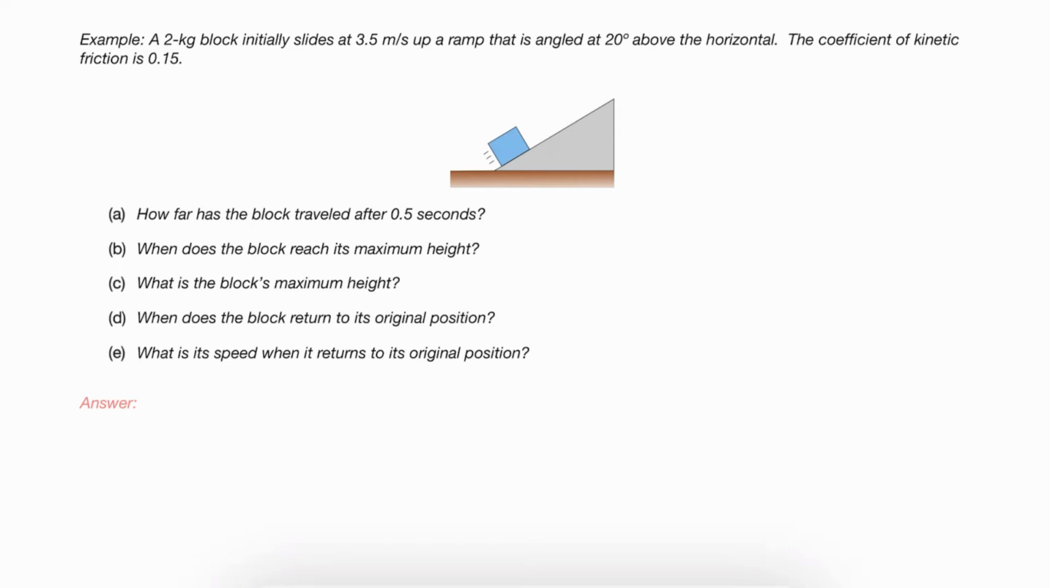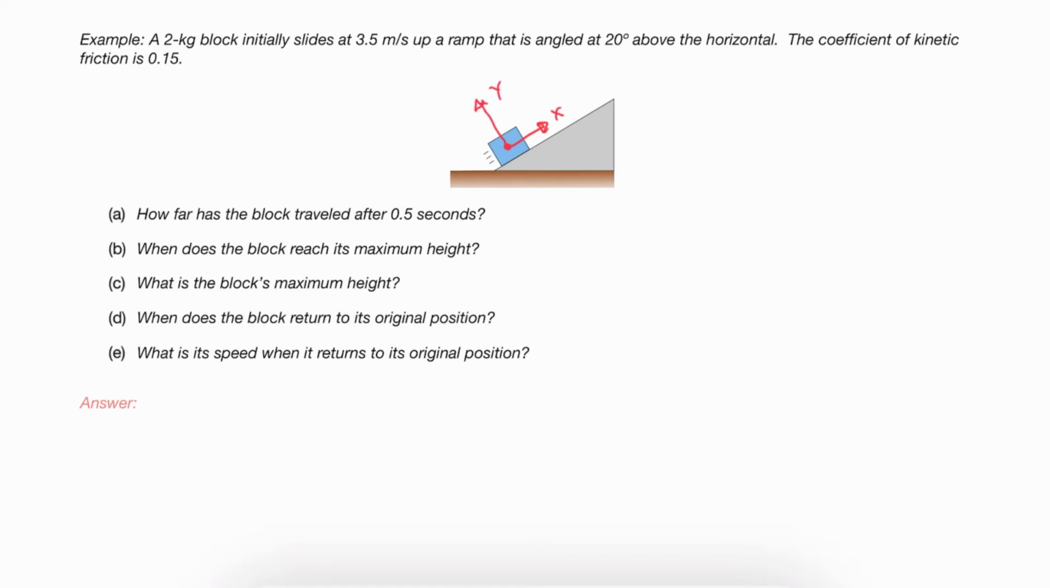We don't have to draw a picture here because the picture is already given to us, but let's start by drawing our origin and positive direction. When we first look, the block is already sliding. It's moving at 3.5 meters per second up the ramp. We'll go ahead and put our origin where it's originally located, and as we've done with our ramp problem before, we let the x-axis point up the ramp and the y-axis point perpendicular to the ramp.